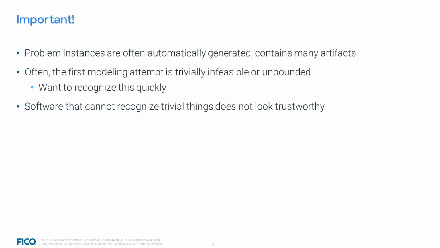Trivial presolving is really important in practice, because problem instances are often automatically generated and contain many artifacts that the solver is responsible to deal with. Another important motivation for presolving is that, often, a first modeling attempt is trivially infeasible. For example, there could be a variable fixed to a value that is not inside its bounds. By presolving, we want to recognize this quickly, before starting any solution process. A third point is that a software that cannot recognize such trivial things does not look trustworthy to users.